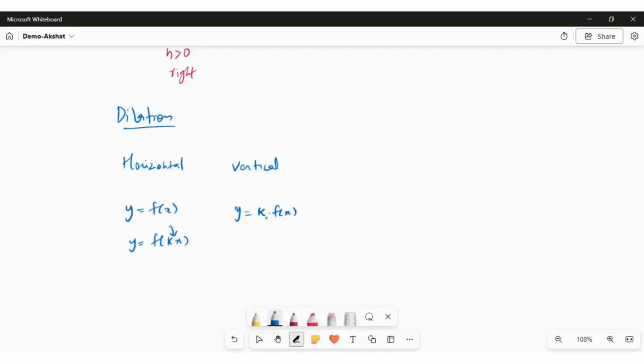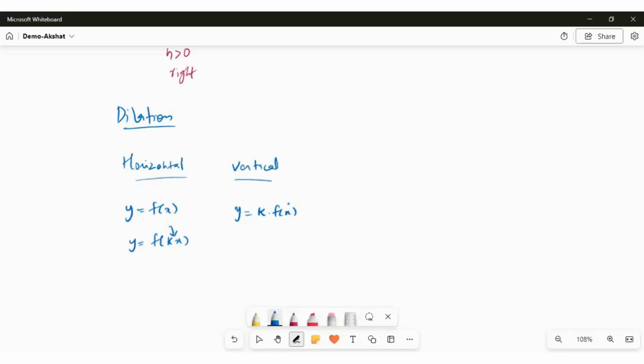Okay, so here you are making the change in your input. x is changed to kx, and then I'm calculating my function. In the vertical we have the other way around. We are calculating f of x, and then we are multiplying it with k. Is it clear? Okay.